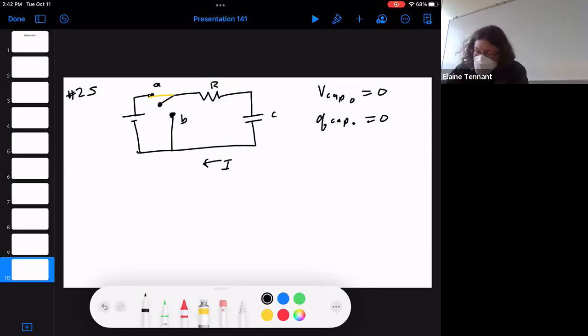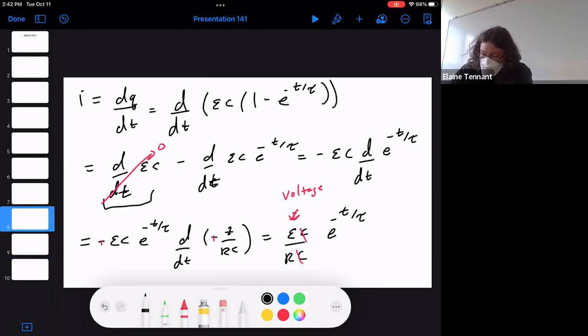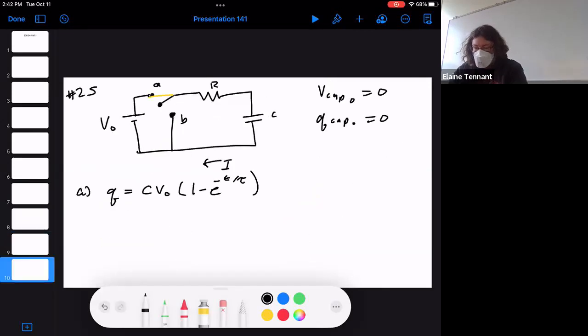Given that, part A, they just want the equation of charge with respect to time. And so we're just going to write down what we just solved. Because they use V naught for the battery instead of E, instead of C times E, we're going to have C times V naught. But it's the same equation that we had. So no surprises there.